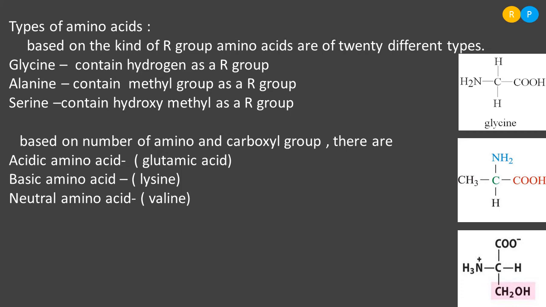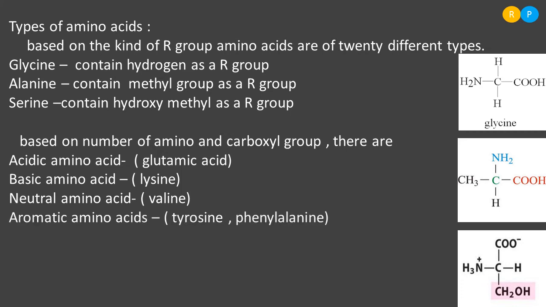So you have to remember the names of the amino acids when we come to the acidic, basic and neutral amino acids. Right? The acidic amino acid is glutamic acid. It is very easy to remember, because in the name itself we have acid. Glutamic acid is a kind of acidic amino acid. The basic amino acid is lysine. The neutral amino acid is valine.